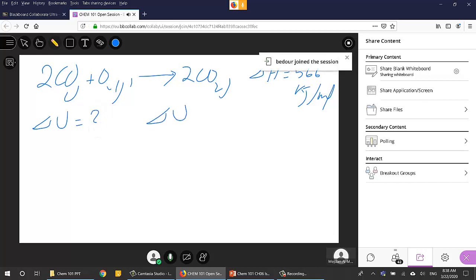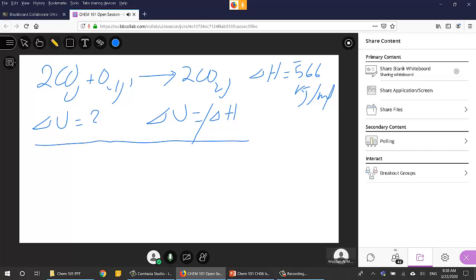Is delta U equal to delta H? No. Delta U is not equal to delta H. We have to calculate that. We have a relationship that delta U is equal to delta H minus delta N RT. So delta N here is the number of moles of the gaseous products minus the number of moles of the gaseous reactants. Everything is gas here, as you see in the question.